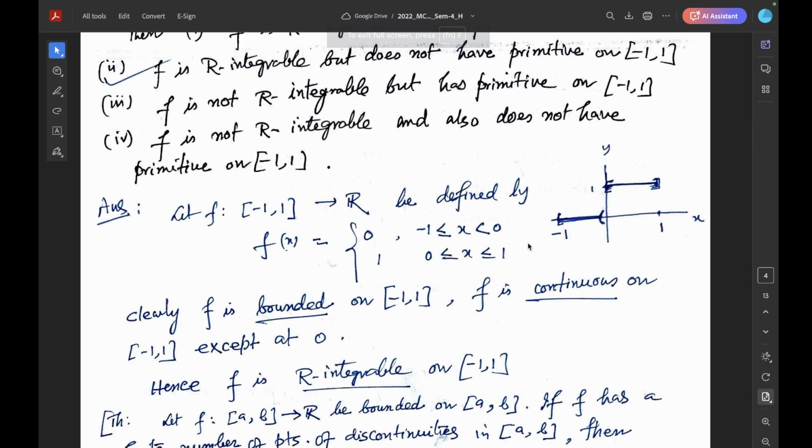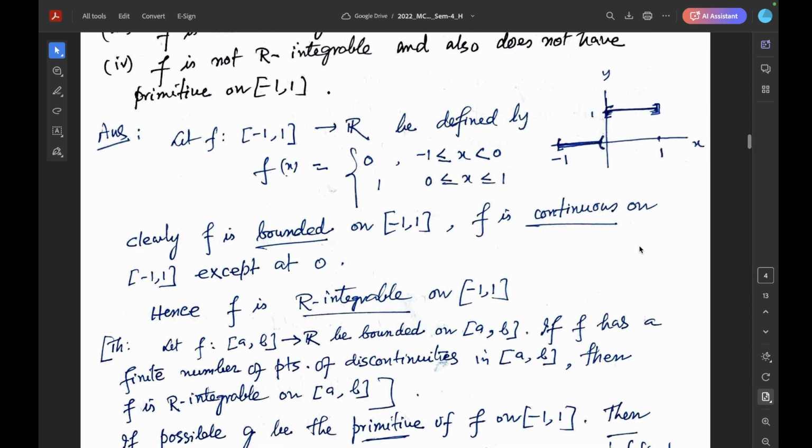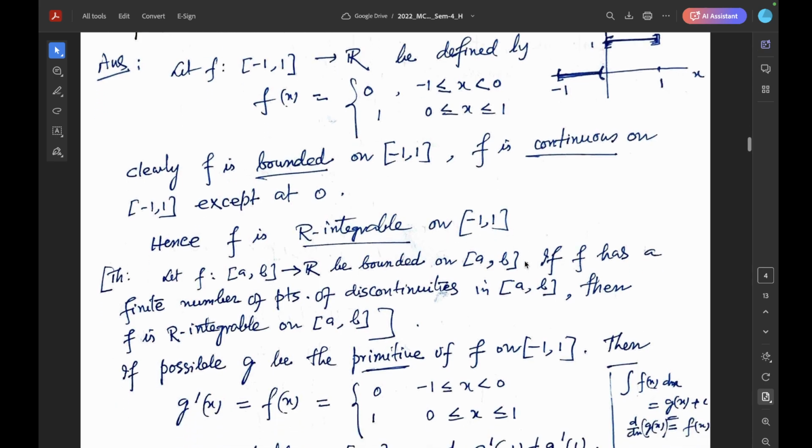Here f(x) is this: from -1 to 0, it is 0, and for 0 to 1, f(x) equals 1. Clearly f is a bounded function on the closed interval [-1, 1] and f is continuous on this interval except at the point x equal to 0. Hence f is Riemann integrable on the closed interval [-1, 1].